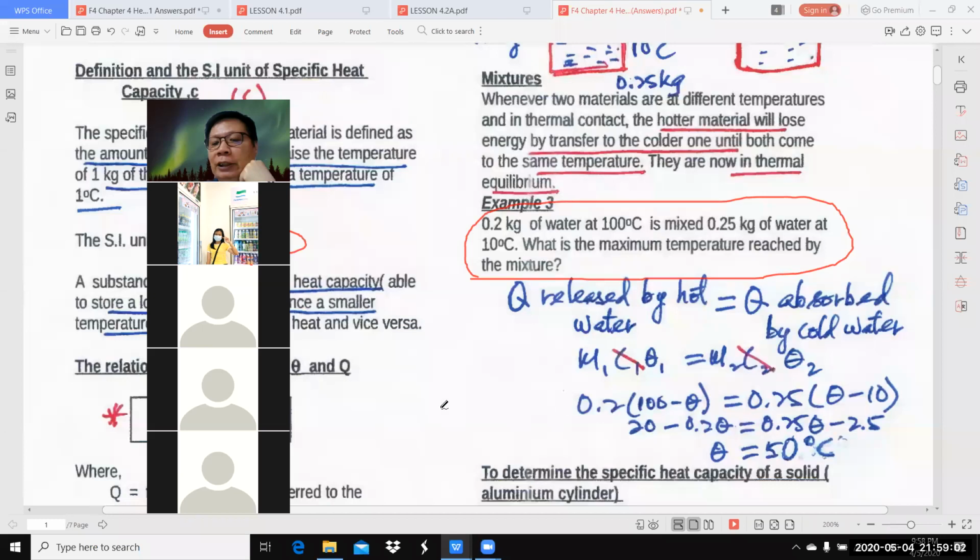Why can cancel? Why the C1, C2 can be cancelled? Liao Ping Hao, why can cancel C1, C2? I don't know. So Ong Chao Xian, why I cancel C1, C2? The specific heat capacity is the same. Yes, very good. Because both are water, water 4,200, same one, that's why you can cancel. C1 for hot water, C2 for cold water, same one. The C values are specific heat capacity values, same one, so you cancel it off. So can cancel, understand? So remember now.